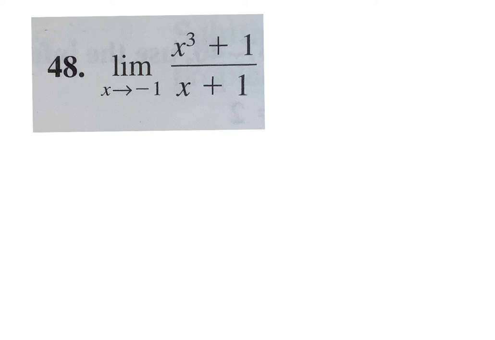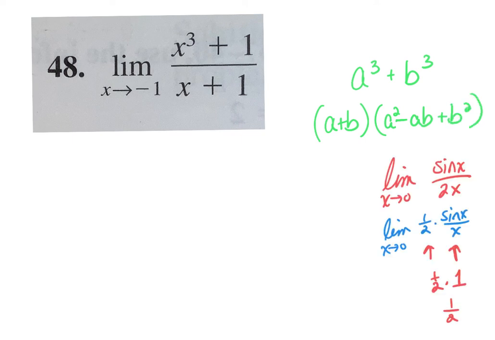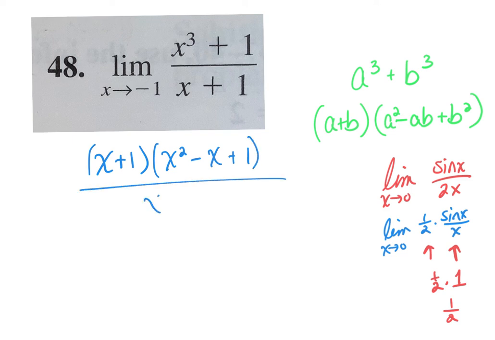We did difference of cubes, I think, last week, maybe, when we did one of these. Right, so sum of cubes looks like this. So I'm going to factor this top one to be x plus 1, x squared minus x plus 1 squared. And then I'm going to cancel these guys out, and now my problem is gone.